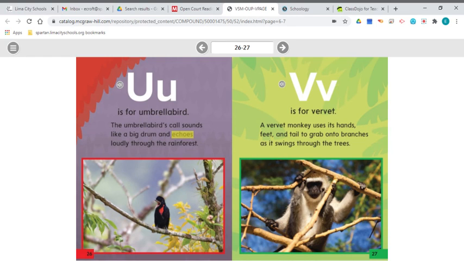U is for umbrella bird. The umbrella bird's call sounds like a big drum and echoes loudly through the rainforest. Oh, it lives in the rainforest. V is for vervet. A vervet monkey uses its hands, feet, and tail to grab onto branches as it swings through the trees.